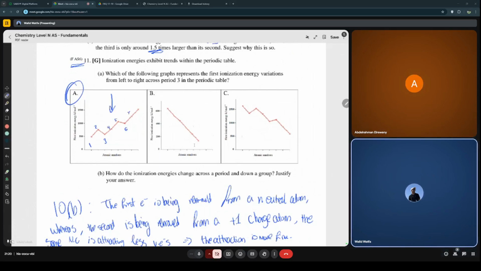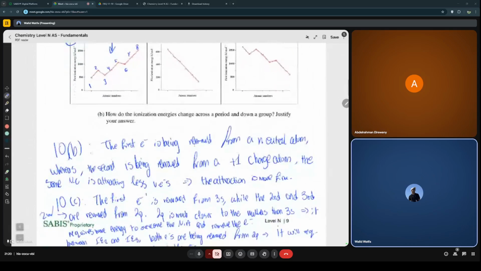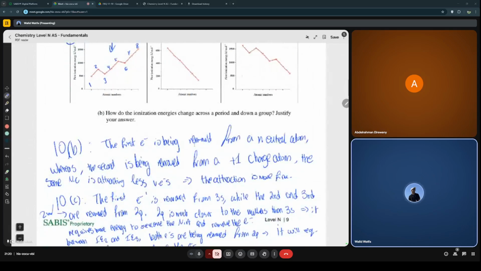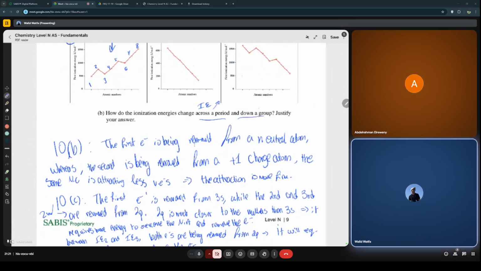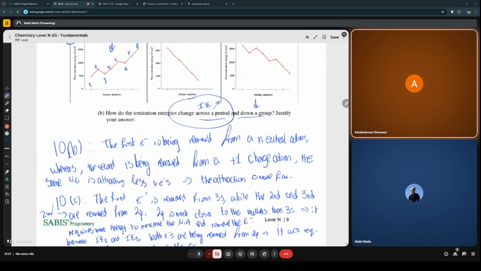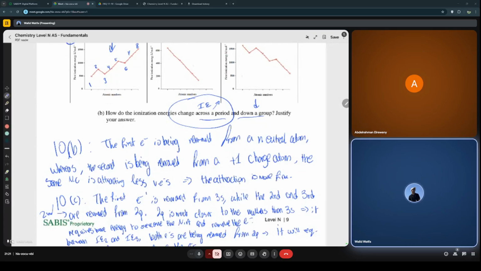5, 6, 7, 8. How do the ionization energies change across a period and down a group? Across a period, we just said that ionization energy what? Increases. Down a group, obviously, it's what? Decreases. Okay. Across a period, I always told you, who do we remember? It's got shielding effect. No. Who? Uncle Jank. Perfect. Okay.